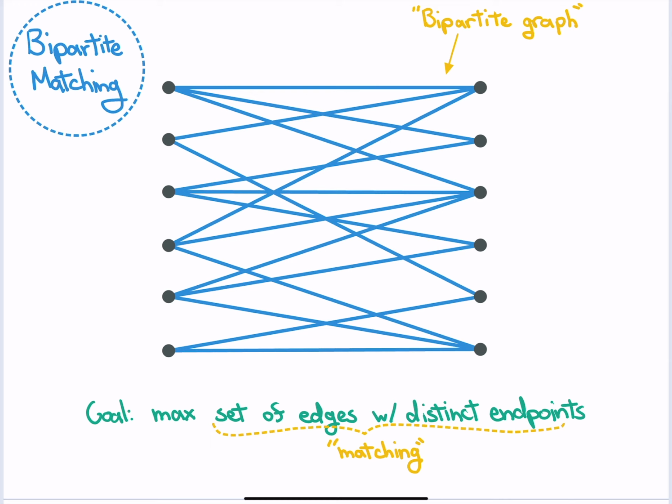A matching is a set of edges where the endpoints don't touch. So you want to take as many edges as possible that don't intersect each other. You want them to be completely separate. I'll give you a chance to stare at this and see how big of a matching you can find. The goal is to take as many edges as possible so that they're not overlapping at any endpoints.